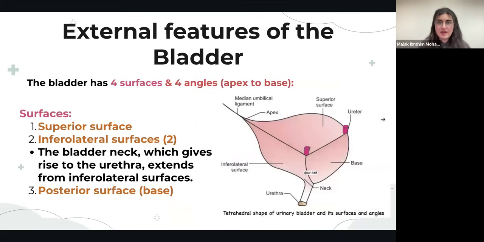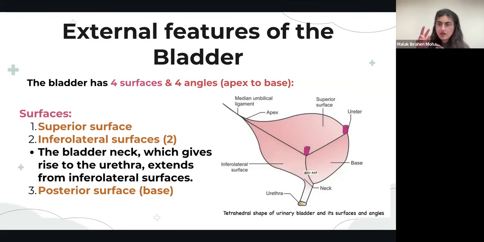Now, we're going to be talking about the external features of the bladder. The bladder has four surfaces and it has four angles from the apex to the base. So the four surfaces are your superior surface, which is the most uppermost layer. This is the superior surface of the bladder. And then you would have the posterior surface. Another name for this is your base. So the superior surface is over here, the base is in the back.